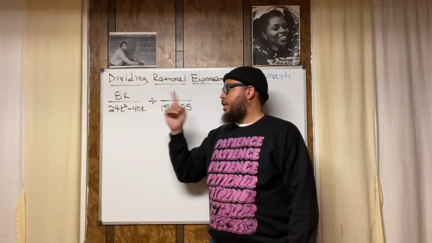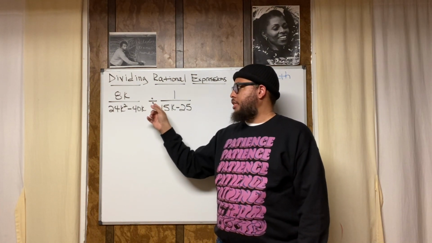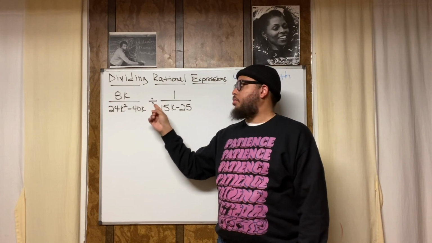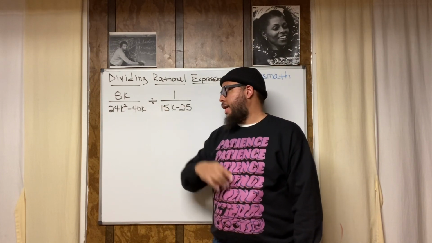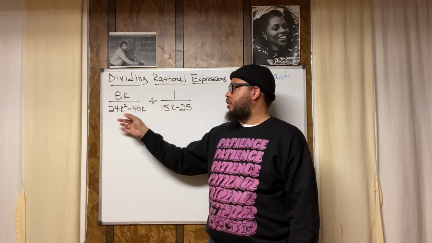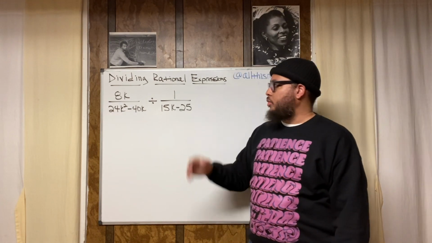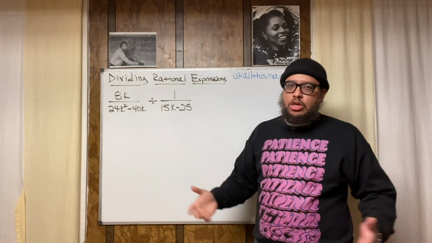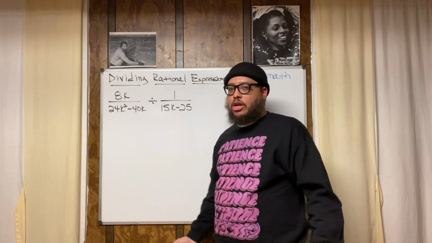So one thing I got to do, I know I got to keep, change, flip because I want to convert this into a multiplication problem. That's one thing I got to do. Another thing I got to do is I got to factor. I know I got to factor this expression, this binomial, and factor this binomial. Now, which I do first really doesn't matter. It's a matter of preference.